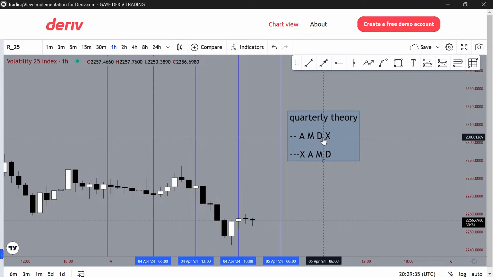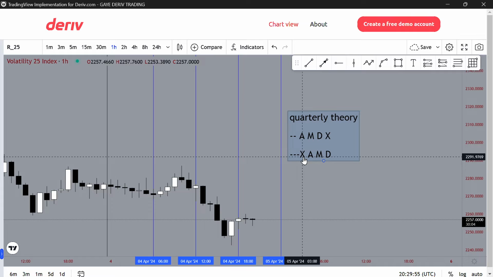Now, there's one way the daily cycle can form. Another way the daily cycle can form is XAMD. XAMD means we don't start the daily candle with an accumulation, but it rather distributes for a continuation or a reversal. We don't have any accumulation, it's just a straight-up distribution. So if that happens for the first quarter, we would expect the second quarter to be what? An accumulation. And after that, it will follow with what? A manipulation. And then the last quarter will be what?